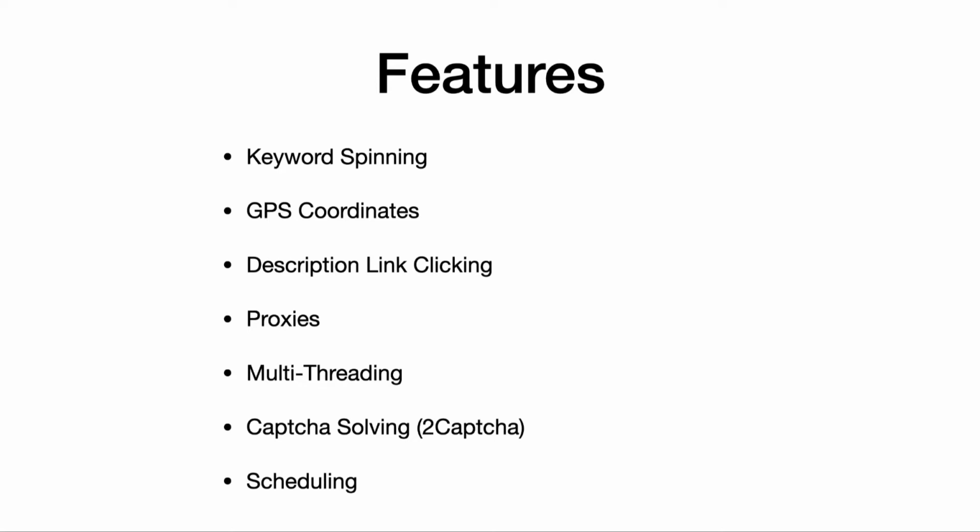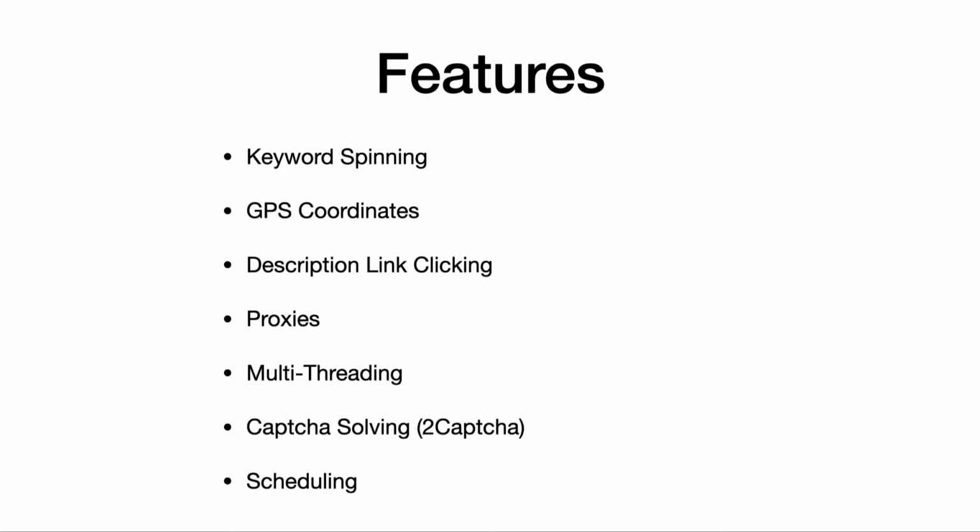Start with keyword spinning. Basically, you can provide more than one keyword to find your video, and then the bot will randomly pick one of them and do the search.